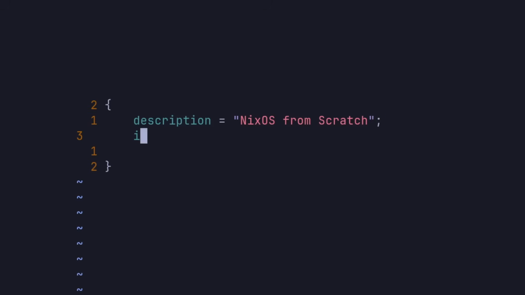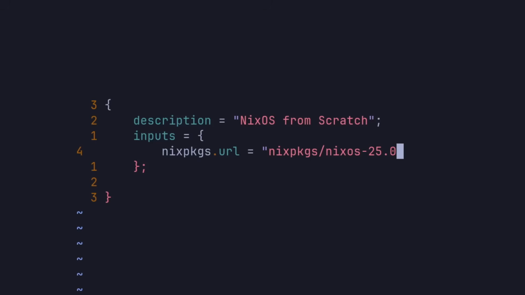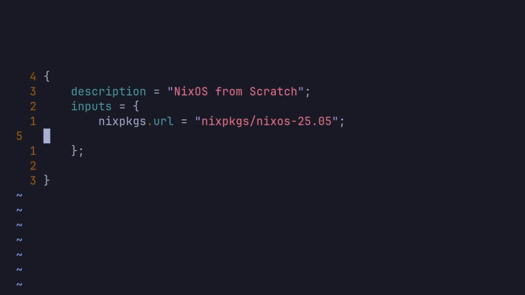And we will add an inputs set here. And inside that, we'll do nixpkgs.url. And we're going to set that to nixpkgs NixOS-25.05. That is the current version of NixOS that I'm on. Nixpkgs is shorthand for GitHub:/NixOS/nixpkgs. So we'll be using that.